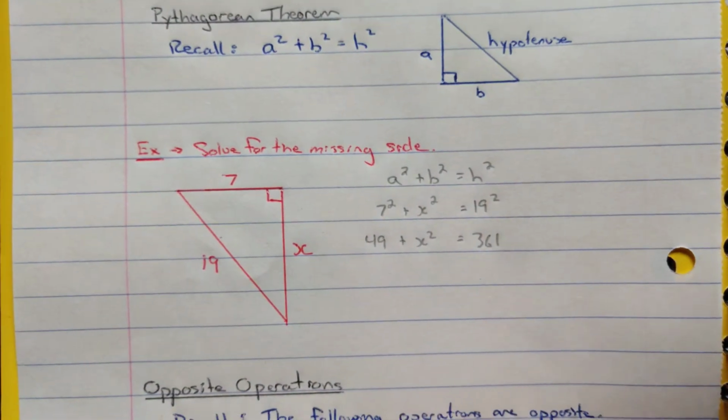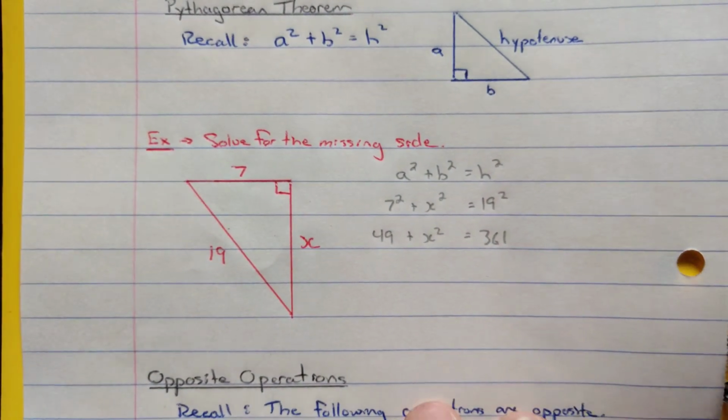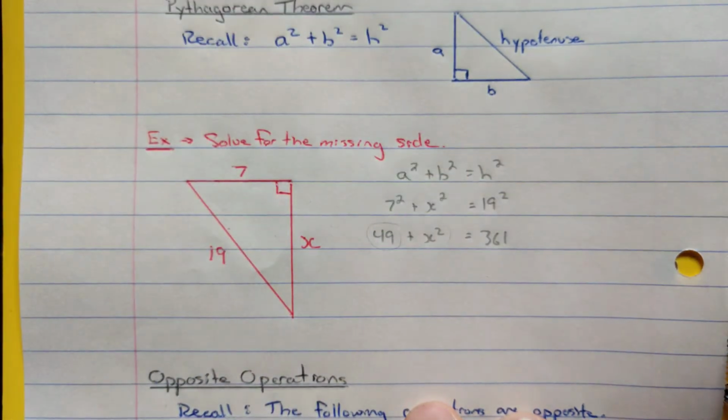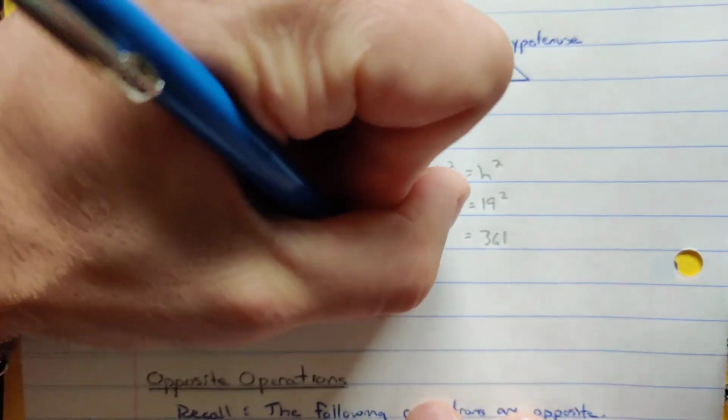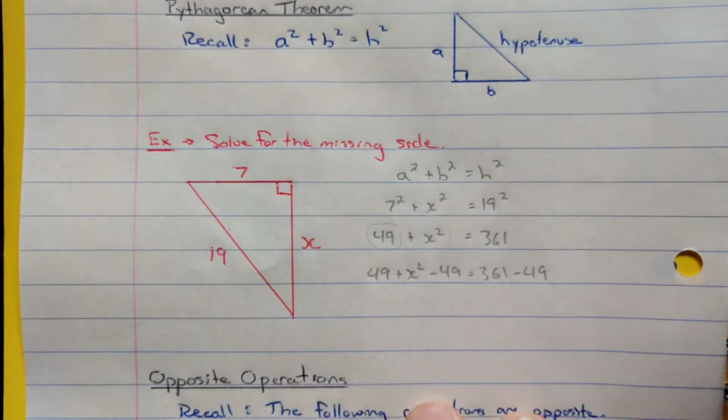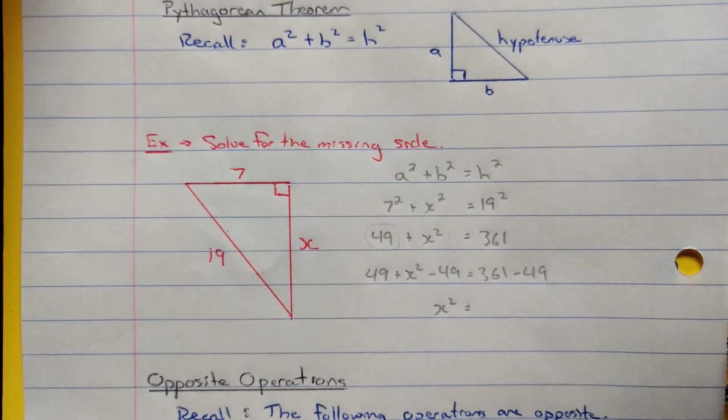So now, this is actually some algebra. We're needing to solve for x. 49, you got to get rid of it. We're adding 49, so to get rid of plus 49, we're going to subtract 49. And that equals 361. And we got to do the same thing on both sides. So 49 minus 49 is going to leave us just with the x squared. It becomes a 0. 361 minus 49 is going to give us 312.